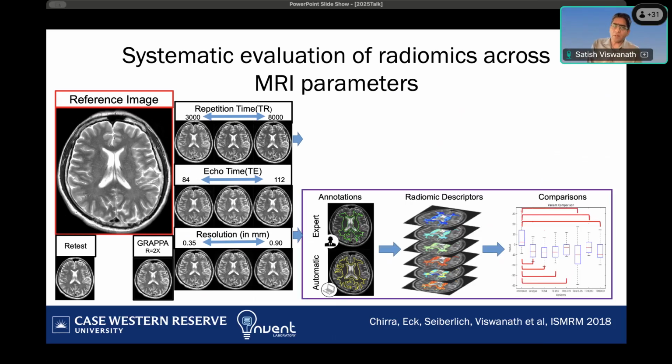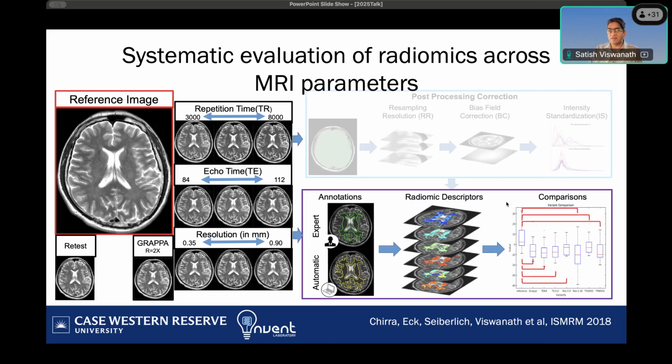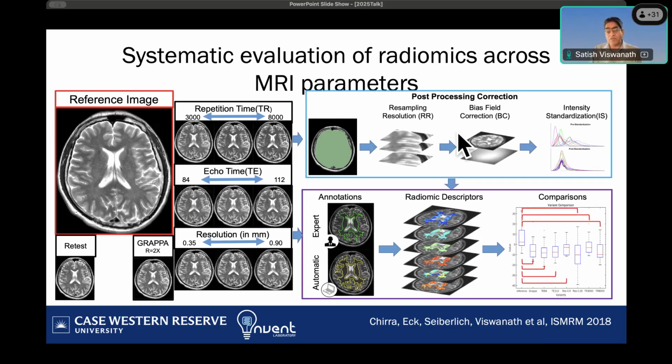And then we did a whole host of different types of analyses: annotation differences, different statistical comparisons. We also looked at what happens if you correct the data and then run the analysis, how much does a correction actually help in this context, and so on. And the results were kind of interesting.